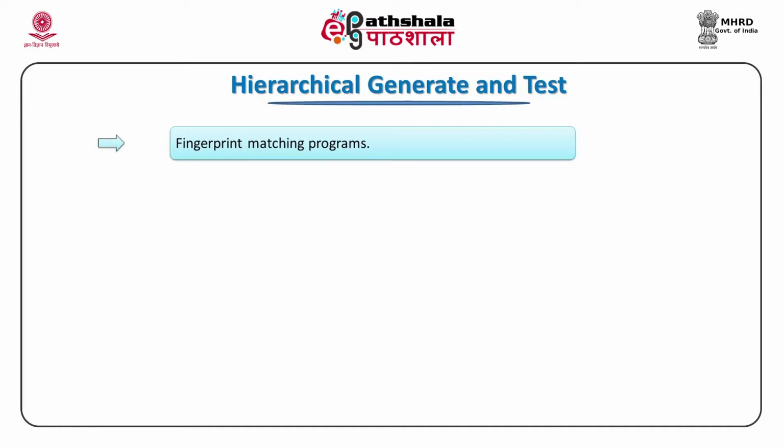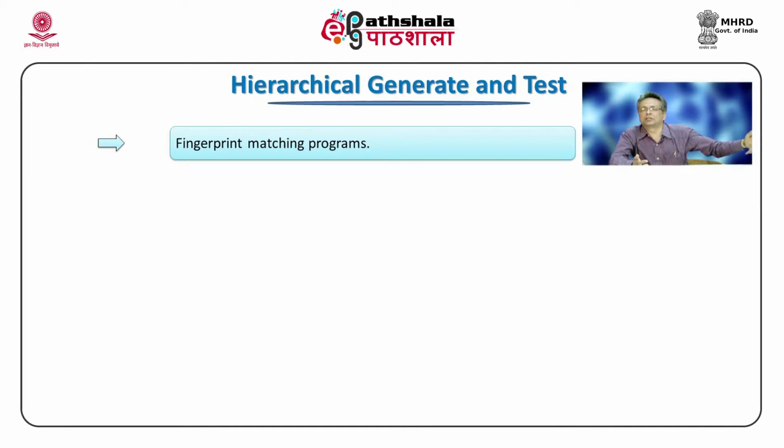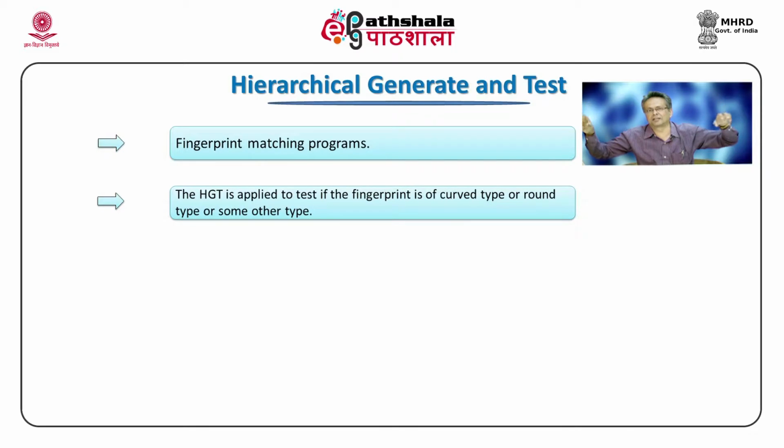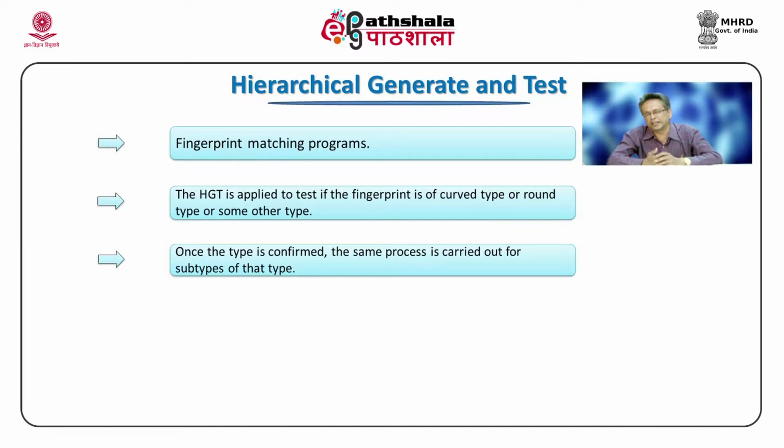They take the fingerprint of the criminal and they try to match it with the fingerprints of the criminals in the database. Okay, so what they have, in fact, is hierarchical generate and test. They see if the fingerprint is curved or square or broken or things like that. And then it narrows it down and then tries all possible cases, generate and test there.